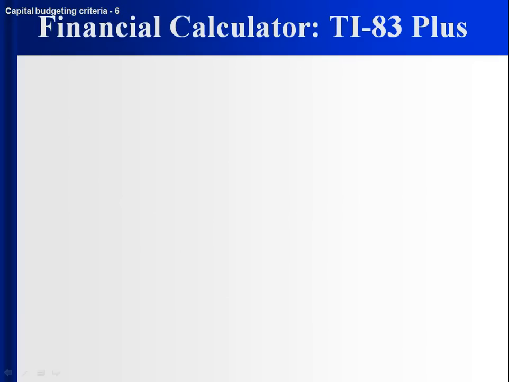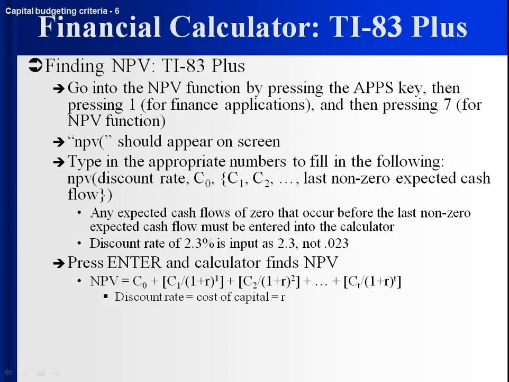Now, the financial calculator can be real helpful with net present value. So what you want to do is get into the NPV function, and you do that by hitting the apps key and then hitting 1 for finance applications. If for some reason your finance applications aren't on 1, then go to whatever number they are and hit enter. Then you'll see a bunch of different finance functions. NPV should be 7. If it's not, it might be a different number. So you can hit 7 or go highlight NPV.